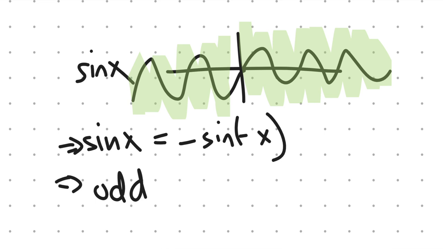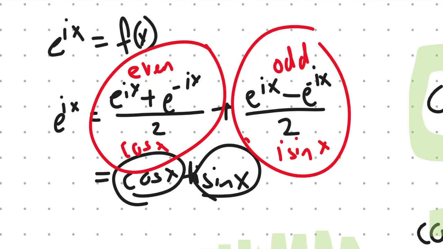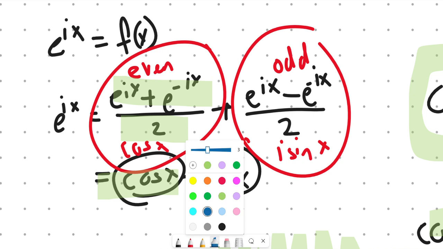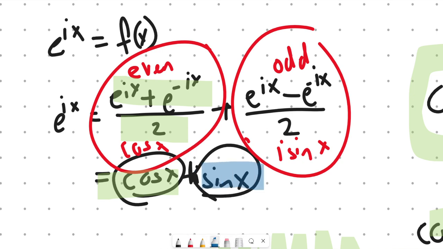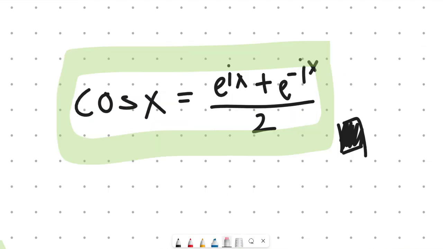So we can see that sine of x is an odd function, which means that the cosine of x would be this part, because this part is the even part of the function. And if we take another color, the sine of x is the odd part, which would be the second part of this equation. So i times sine of x is going to be e to the ix minus e to the negative ix over 2, and cosine of x is going to be that formula. So if we sum them together, we see that cosine of x is equal to e to the ix plus e to the negative ix over 2. So now we have proven the formula.